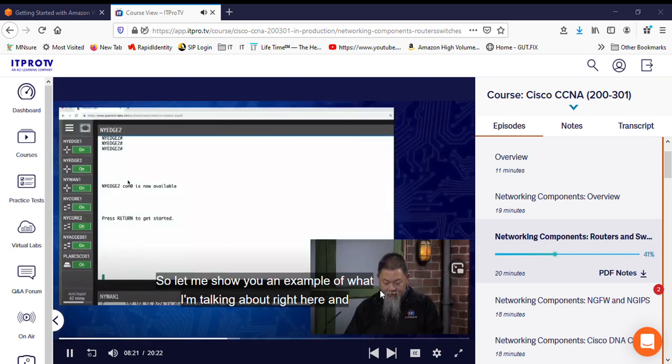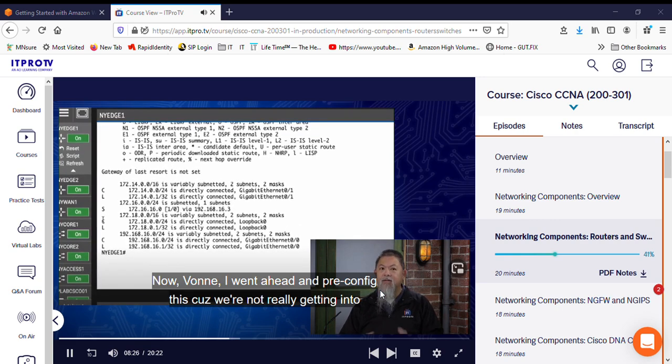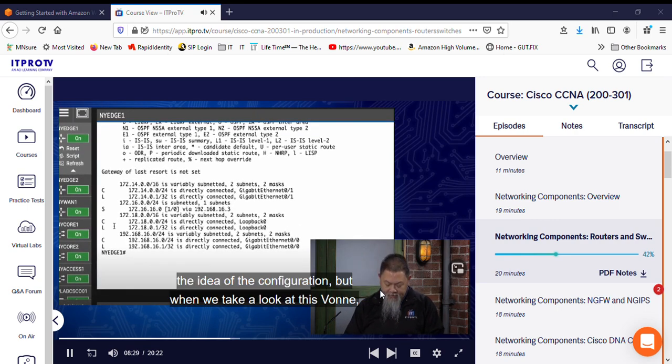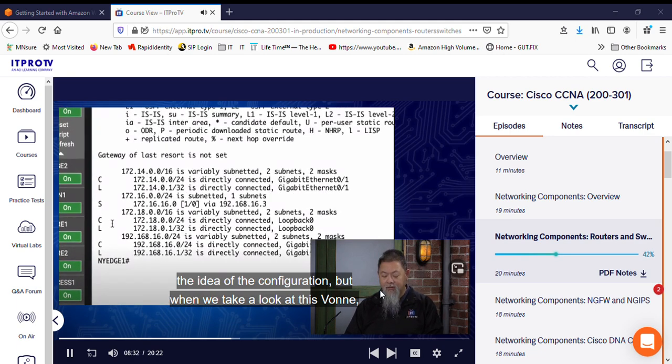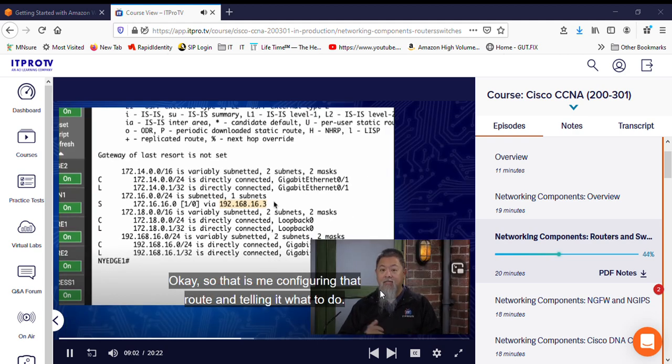So let me show you an example of what I'm talking about right here, and this will help us out. Now, Vaughn, I went ahead and pre-configured this because we're not really getting into the idea of the configuration. But when we take a look at this, Vaughn, this is essentially a representation of the routing table. And what I said is that we could do this directly ourselves. So this is me statically or administratively issuing a route. I configured this particular route here that says, I want to go to 172.16.16.0. And if I do so, I need to send it towards 192.168.16.3. Okay, so that is me configuring that route and telling it what to do.